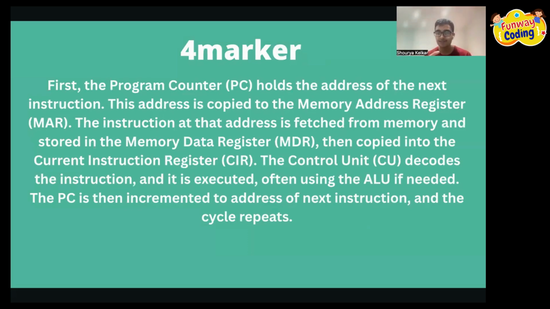And if there's a need for the ALU, for example for arithmetical calculations, then it'll use the ALU and store the result in the accumulator, and then the PC is incremented, and then the cycle repeats. The PC is incremented so that the next time it repeats, it does not go to the same address. It'll go to the address of the next instruction to be executed.